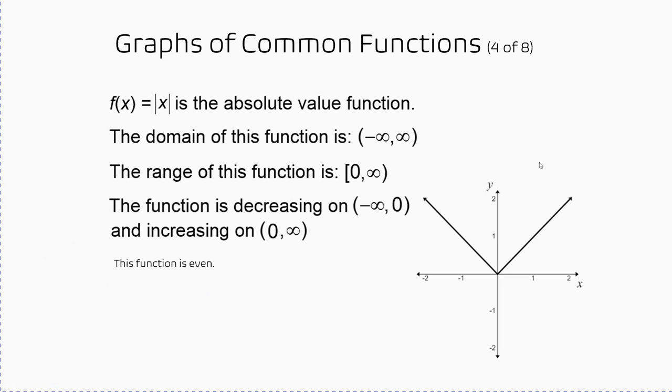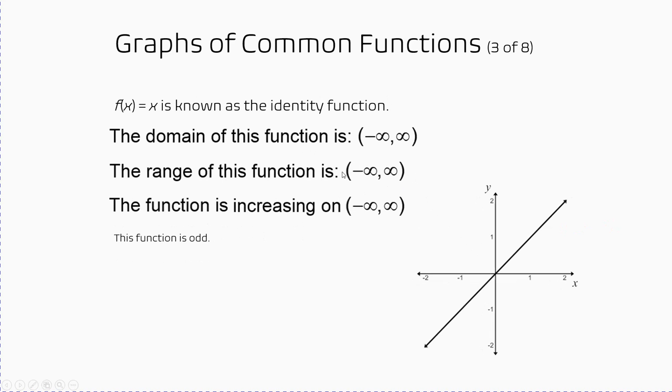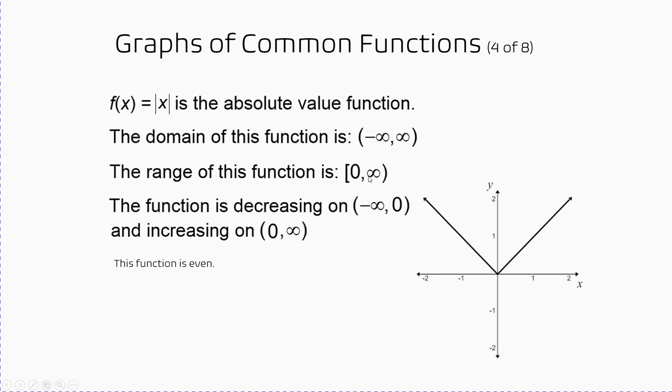Next, we have the absolute value function, f of x is equal to the absolute value of x. The domain of this function is all real numbers. The range starts at 0 and goes up, increasing without bounds. So the range is the positive real numbers including 0, so from 0, inclusive of 0, to positive infinity. This function is decreasing from negative infinity to 0, so as you go left to right, you go down. Then it's increasing from 0 to infinity, so once you get to 0, you start going up. And this function is an even function.